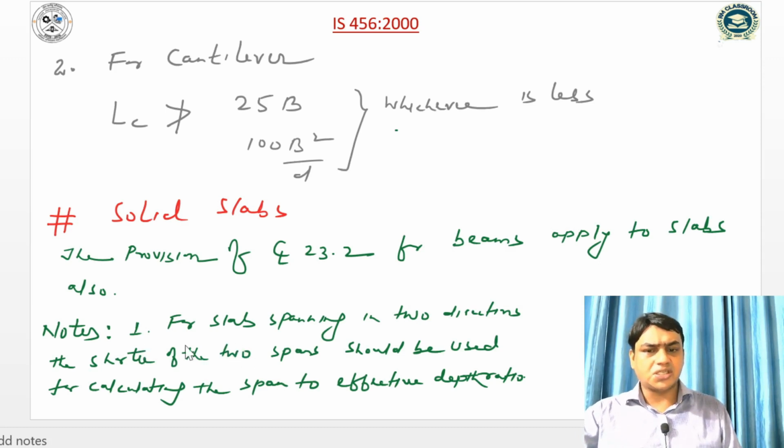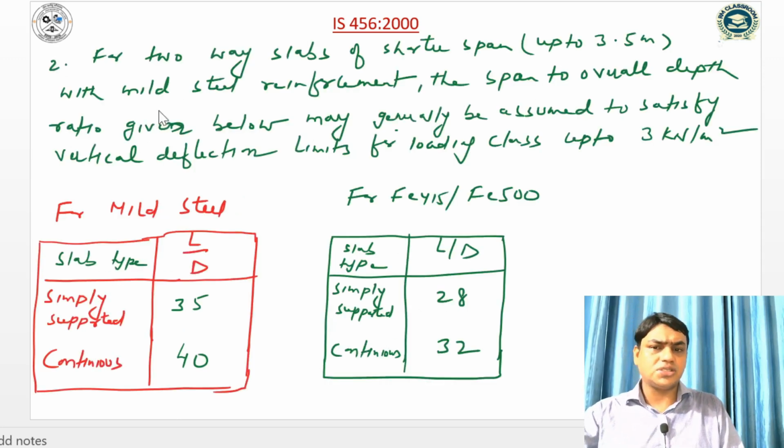So here the code suggests that for a slab spanning in two directions, the shorter of the two spans should be used for calculating the span to effective depth ratio. Similarly, the second clause is for a two-way slab of shorter span up to 3.5 meter with mild steel reinforcement. The span to overall depth ratio given below may generally be assumed to satisfy the vertical deflection limit for loading class up to 3 kilonewton per meter square.